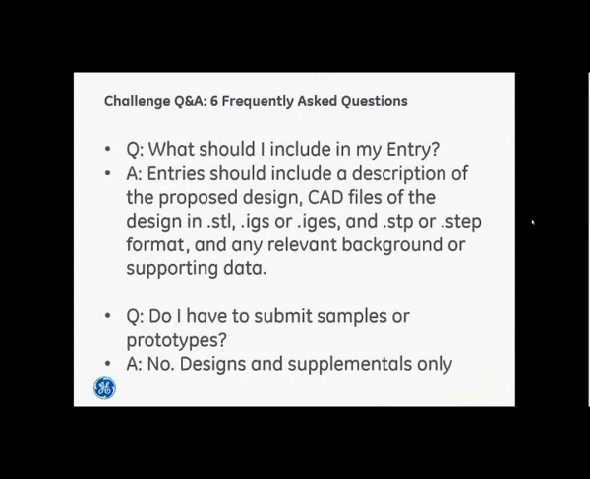Do I have to submit samples or prototypes? No, you do not have to submit samples or prototypes for this. Some people may, within your internal processes, need to develop those for your own efficacy, but GE does not require those, nor will 9 Sigma be accepting those on behalf of GE.